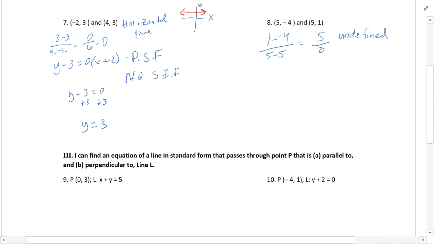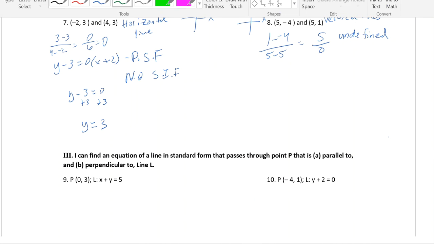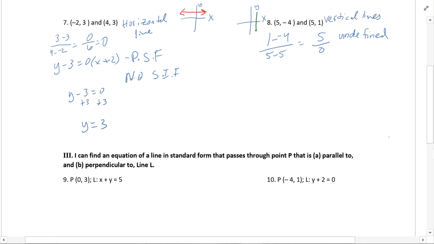So 5 divided by 0 is undefined. The type of lines with undefined slope are vertical lines. So vertical lines. If you had a coordinate plane, a vertical line is a line that goes up and down. It crosses the x-axis. So here's your vertical line.